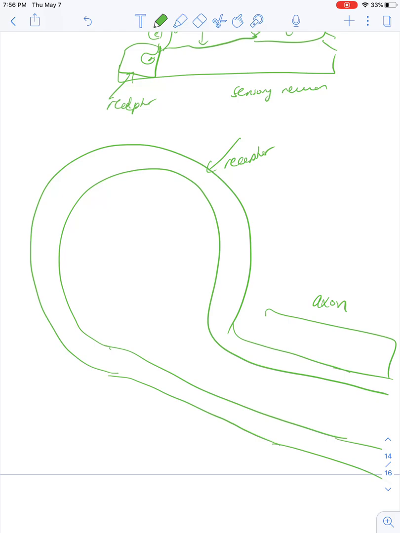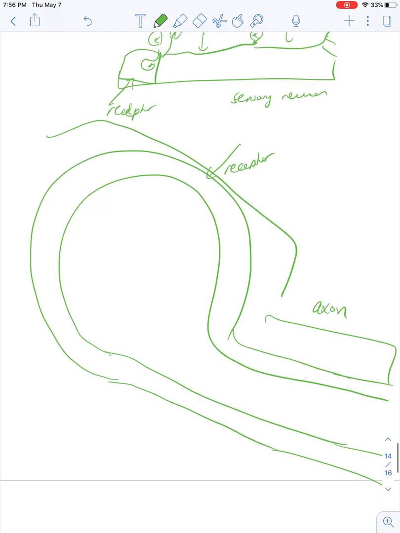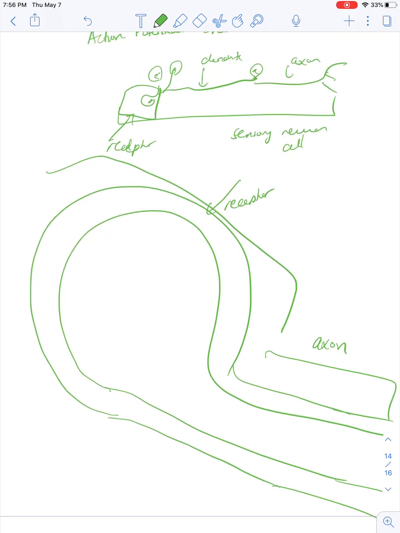And how are you going to get the impulse from the receptor to the axon, and how do you even begin the whole process so that you can feel this sensation? Well, this whole thing is the receptor, and this is part of a sensory neuron, which is a cell. Inside the cell is cytoplasm, and the cell membrane surrounds the neuron, just like a cell membrane surrounds any kind of cell.